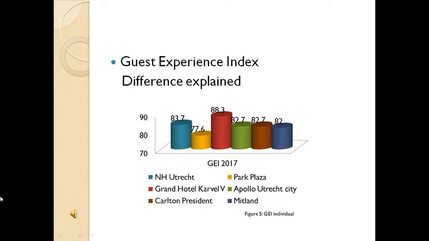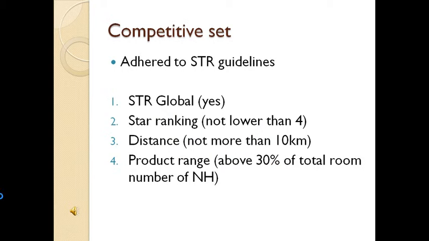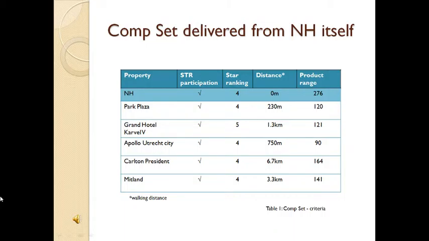So, how is the competitive set chosen, and what do we compare our property with? Here are shown the STR guidelines for choosing a competitive set. I have evaluated them all separately and I have implicated them into the following slide. This is the competitive set provided by NH itself. Even though I have looked into detail at all the rest of the competitor hotels, these are the ones that have matched my criteria the best, so I'll leave the rest aside for the purposes of this project.